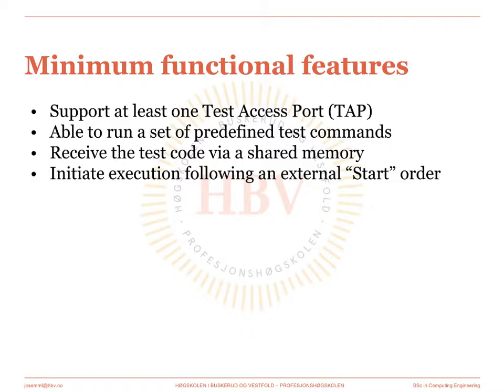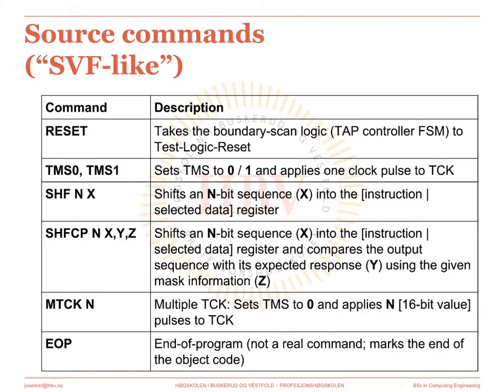So these are the minimum functional features of our test coprocessor. We should support at least one test access port. We should be able to run the test commands that will be shown in the following slide. These test commands for the corresponding object code will have previously been loaded into the shared memory, and the whole thing will start to work upon an external start order, as we will see in a moment.